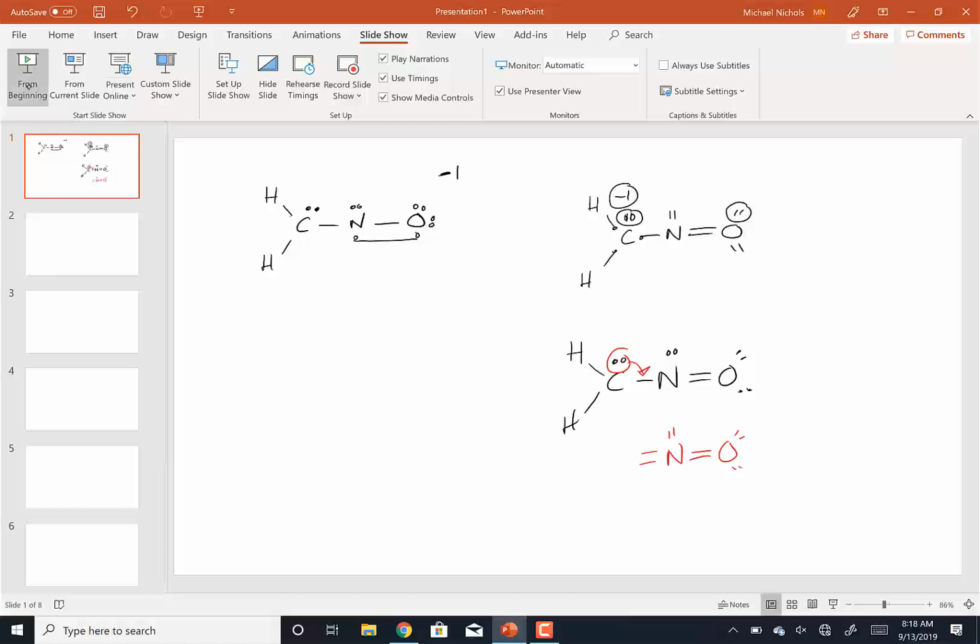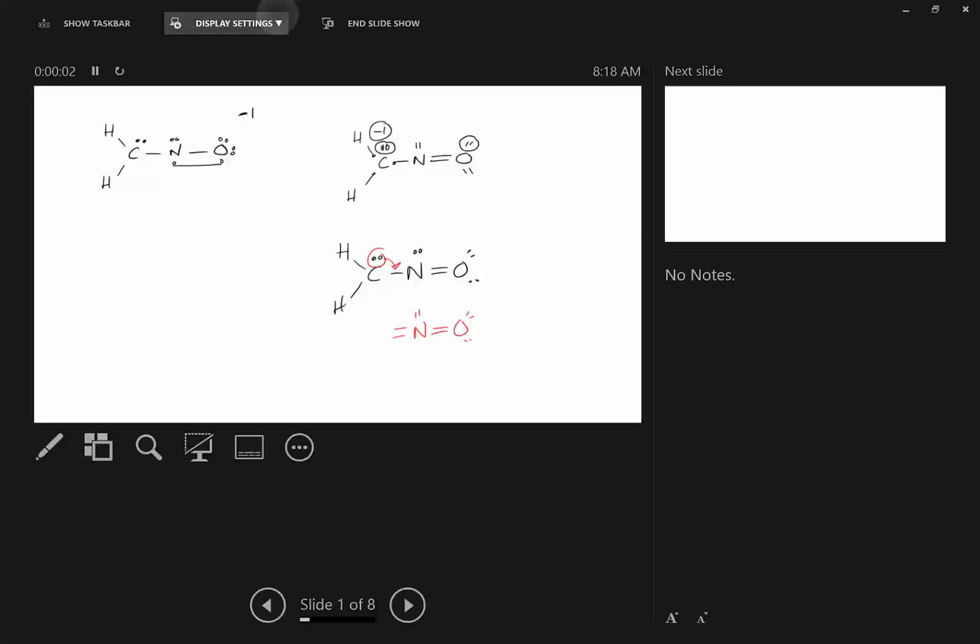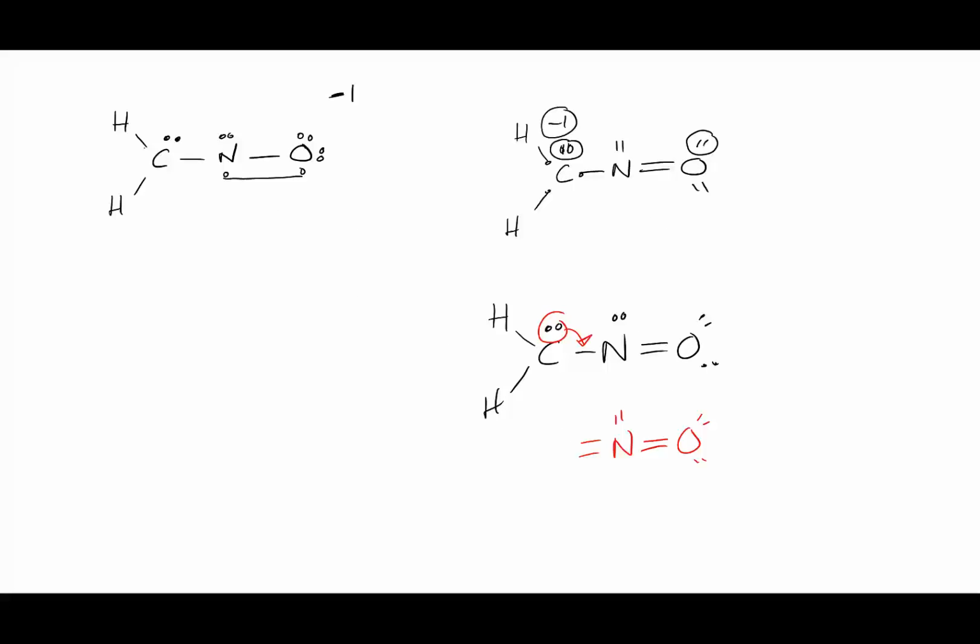But I'm going to go to slideshow mode, because when I go to slideshow mode, then I can point. And then you should see my pointer, which is now a dot instead of an arrow.